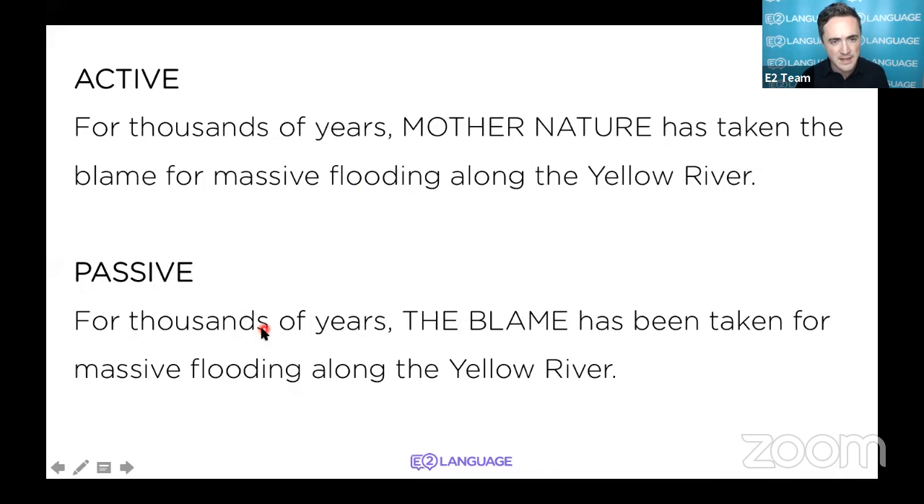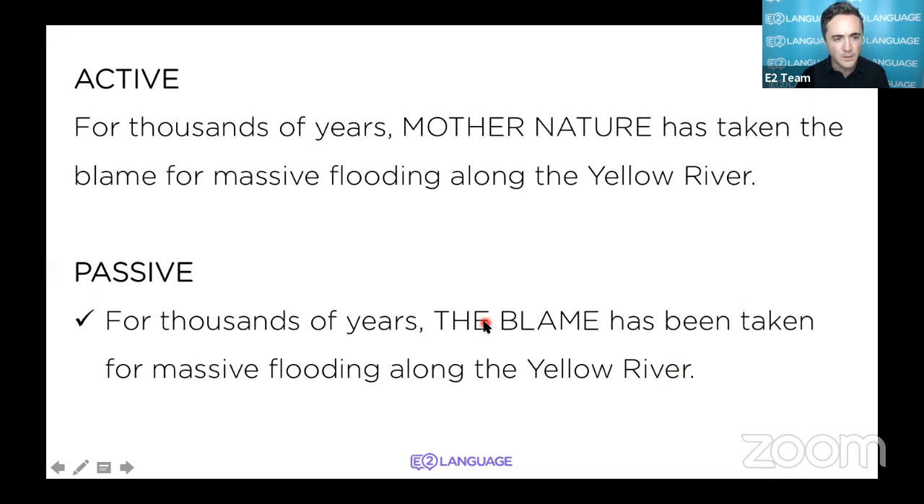Let's read this passive sentence, the same meaning. We've switched the subject and object. For thousands of years, the blame has been taken for massive flooding along the Yellow River by Mother Nature. Well, whoopsie, that one is wrong. That's my mistake. This one is correct, not that one.